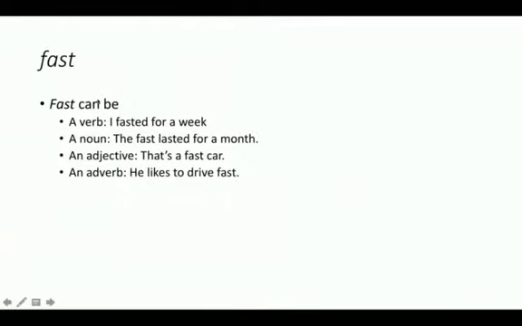So what can fast be? Fast can actually be 4 different lexical categories. It can be a verb, as in I fasted for a week. It can be a noun, in the fast lasted for a month. It can also be an adjective, so that's a fast car. And it can be an adverb, like he likes to drive fast.